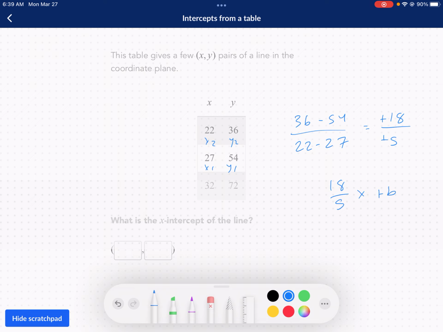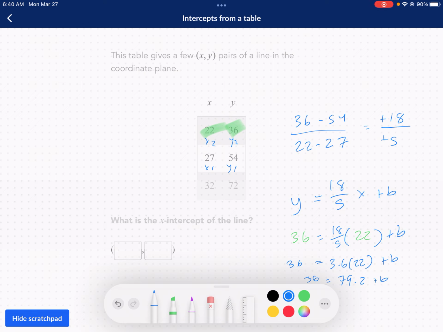X plus b equals y. Now let's plug in an x and a y. I'm going to choose these smallest numbers. I think that makes it easier when you choose the smallest. So we have 36, we got 22, and 18 over 5 times that plus b. I'm going to change this to decimal form. So 18 divided by 5 actually is 3.6. So I do 3.6 times 22. I think this is going to be a little bit easier for us. Okay, just like we did last time. So 3.6 times 22 gives me 79.2 equals 36. Just keeping everything the same.